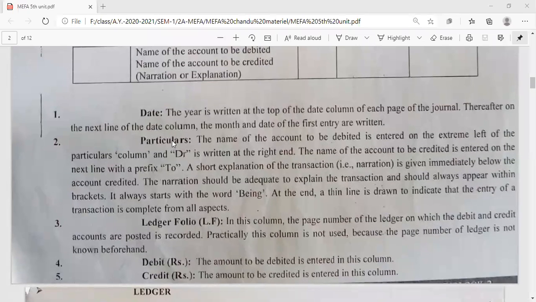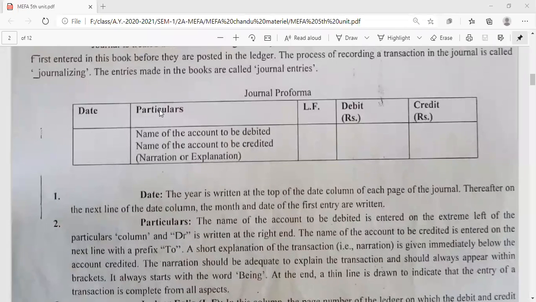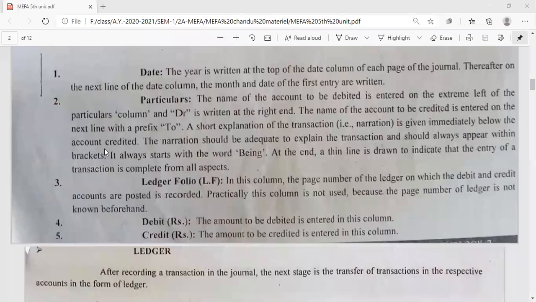So here we have some particulars. Date: the year is written at the top of the date column of each page of the journal. Thereafter, in the next line of the date column, the month and the date of the first entry are written. Generally you will write the year on the top, but you also have to write the date, month, and year here in the date column.